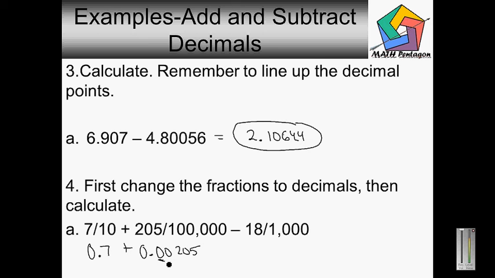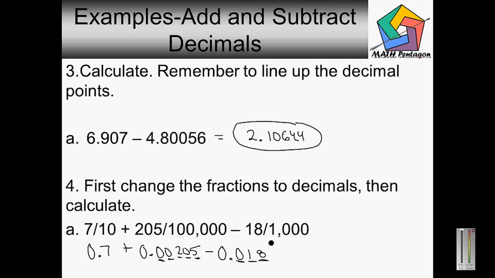As you can see, this 0 is the tens place, this 0 is in hundreds place, this 2 is in the thousands place, this 0 is in 10,000s place, and this 5 is in the 100,000s place. And then we minus, and now we have 18 over 1,000. So it would be 0.0, because of the tens place, and then 18 over 1,000. So we put a 1 in our hundreds place, and then an 8 in our thousands place.